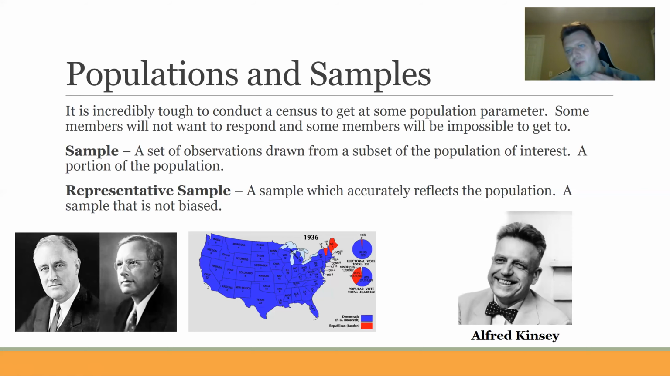Let me give you another example. Alfred Kinsey was a zoologist who, in the late 1940s and 1950s, was very interested in human sexual behavior, something that was very taboo at the time. Some of Kinsey's surveys and research were groundbreaking in the sense that no one was really asking about human sexual behavior at the time. And his books were very controversial.